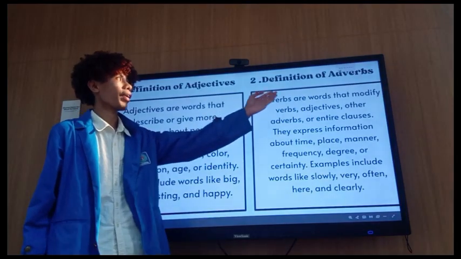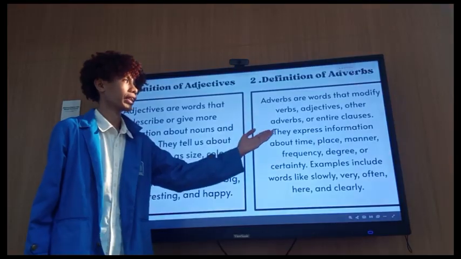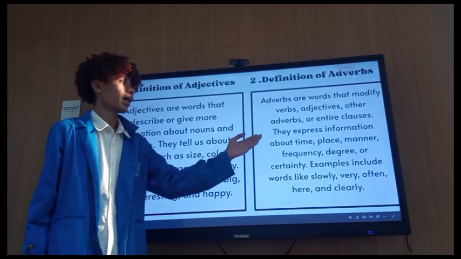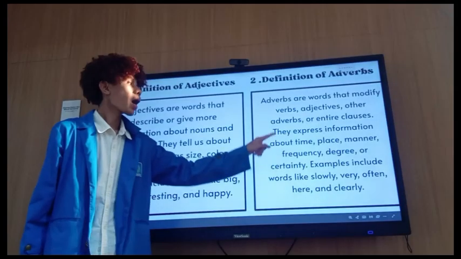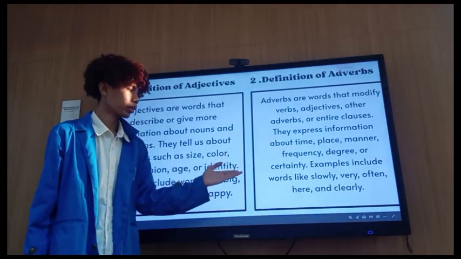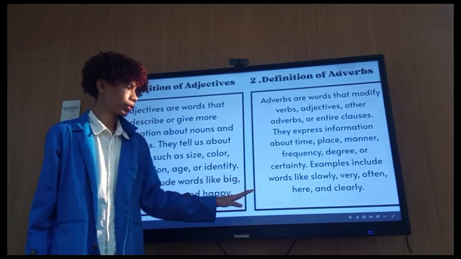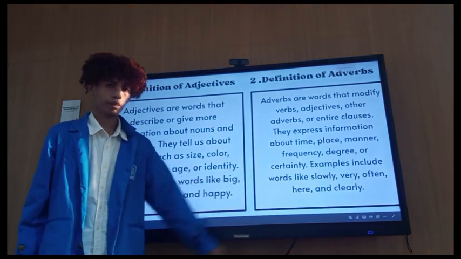Two, definition of adverbs. Adverbs are words that modify verbs, adjectives, other adverbs, and entire clauses. They express information about time, place, manner, frequency, degree, or certainty. Examples include words like slowly, very, often, here, and clearly. Next.